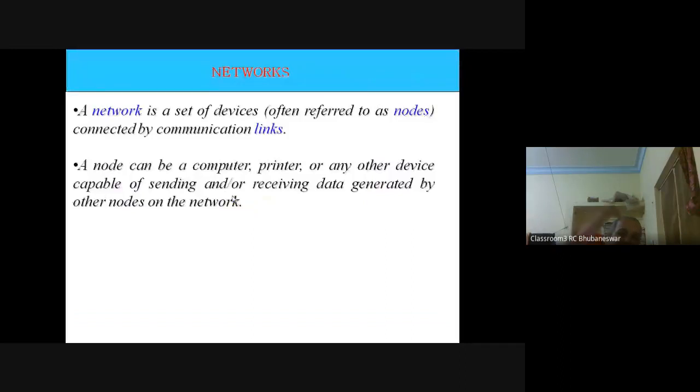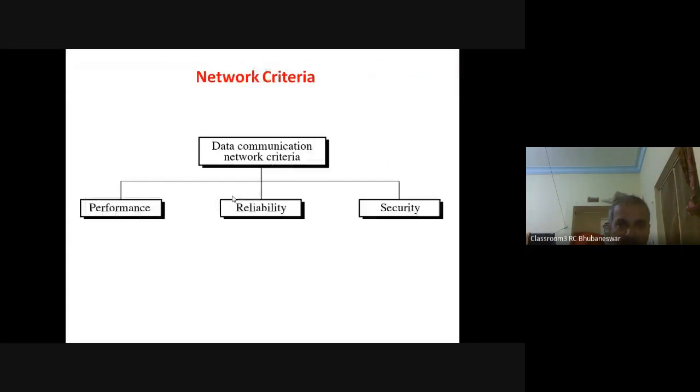And another thing: what is computer network exactly? A network is nothing but a set of devices interconnected by some links. A set of nodes interconnected by some links. As I said, a node can be a printer, a computer, a smartphone, anything. The interconnection of different nodes.